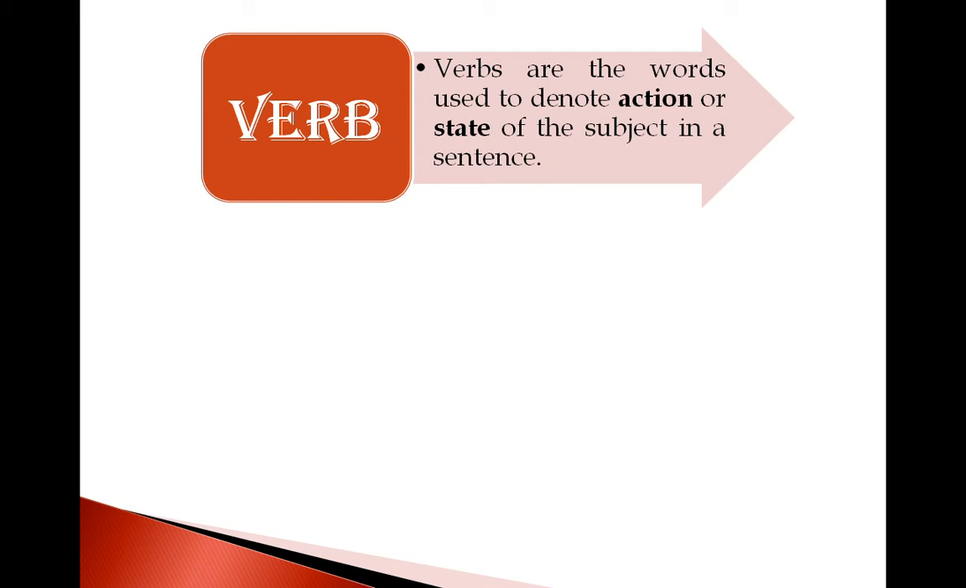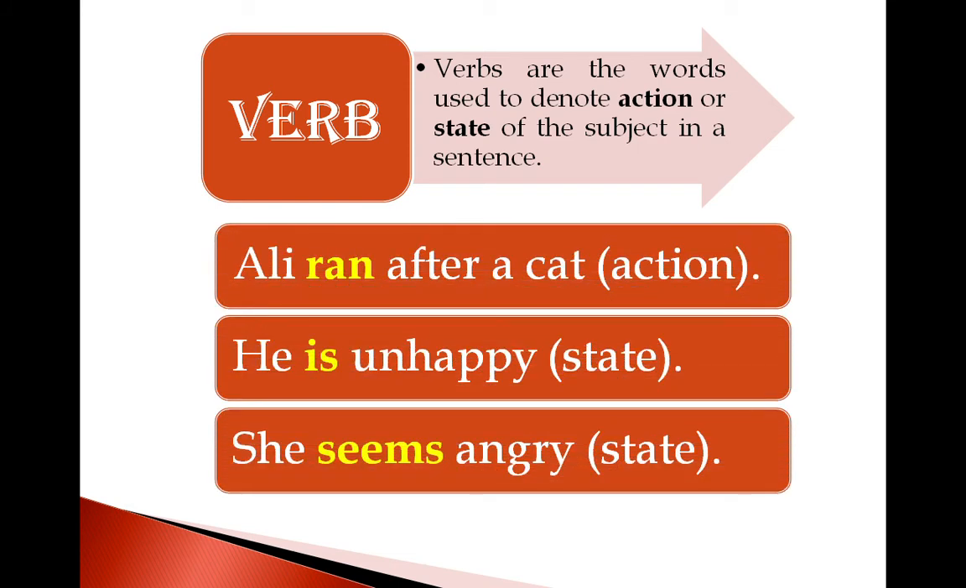So verbs are one of the two very essential parts or components of a sentence. The other one is subject. No sentence is possible without a subject and a verb. Let's have examples. Ali ran after a cat. The subject of this sentence is Ali because this sentence is about Ali. What did he do? He ran. Ali ran. So ran is the verb and it's showing the action of the subject because it's telling us what the subject did.